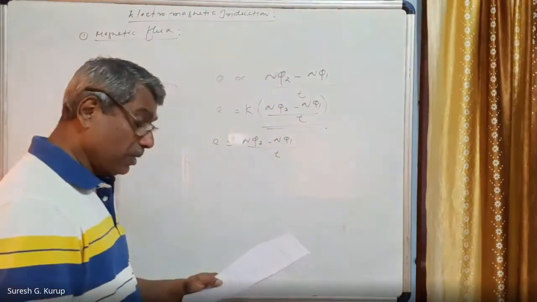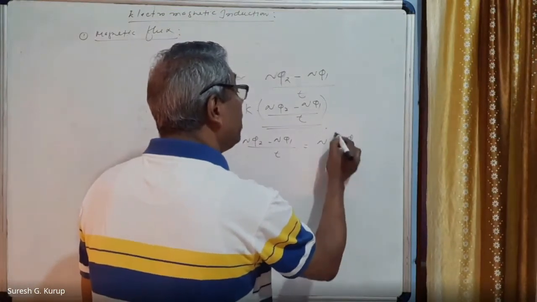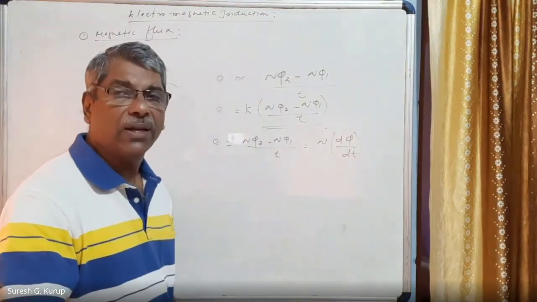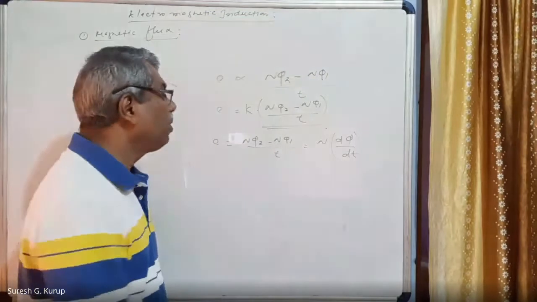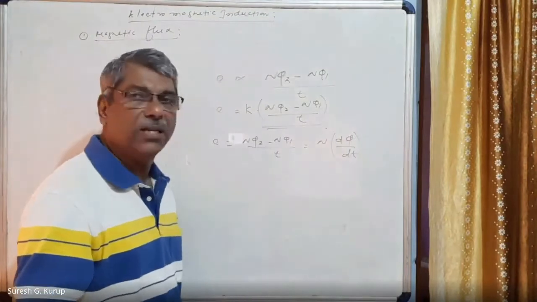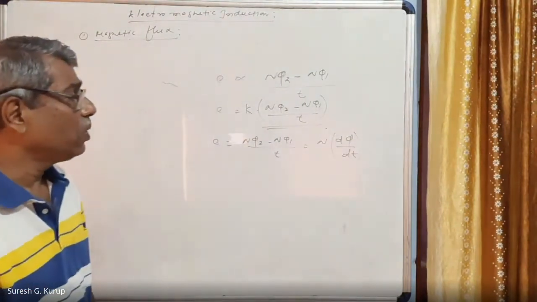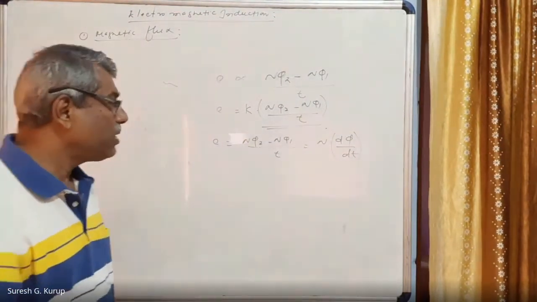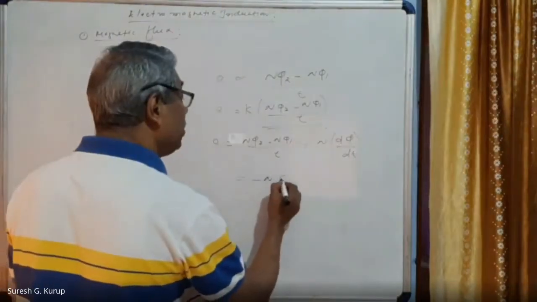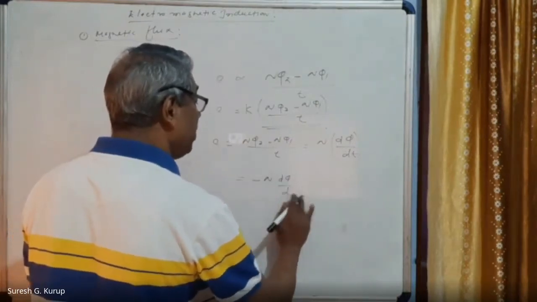Am I correct? The same thing can also be written as n into d phi by dt, because n into phi 2 minus phi 1 is the flux variation for a small interval of time. Suppose the duration of time is dt seconds and the change in flux is d phi. In that sense, we can write the EMF induced as n into d phi by dt. Mathematically, this is correctly written as E is equal to minus n into d phi by dt. There is a negative sign always coming with this relation.